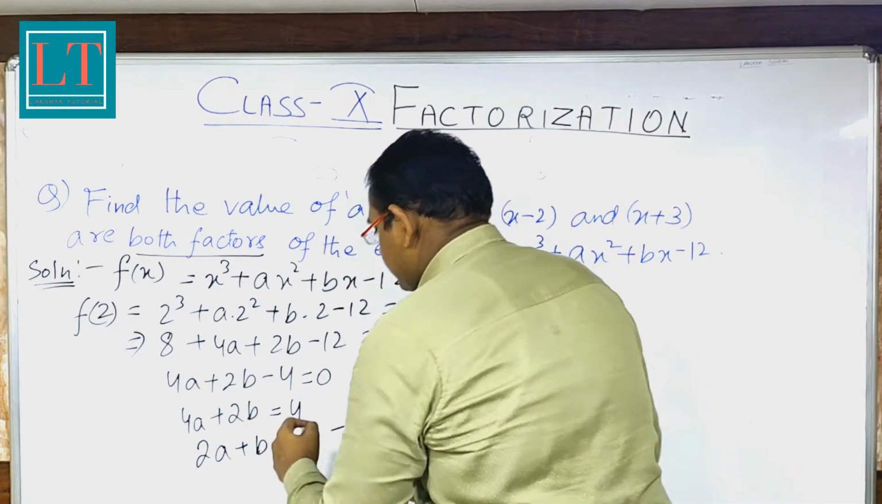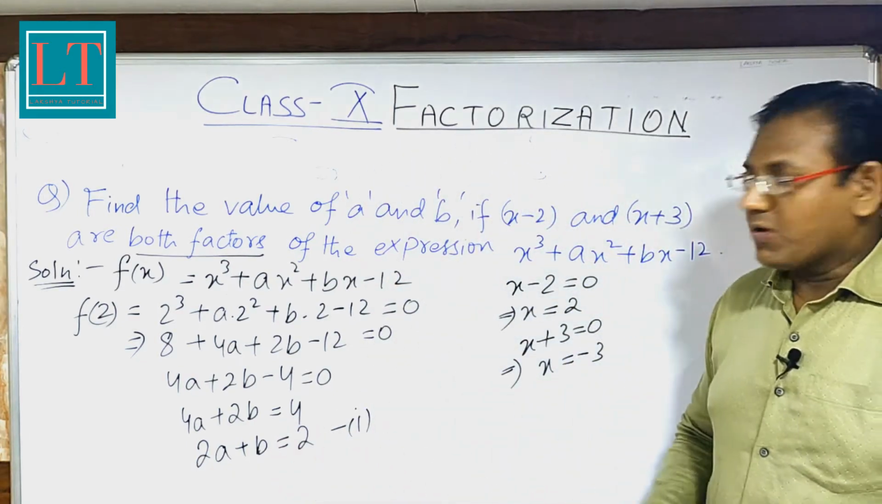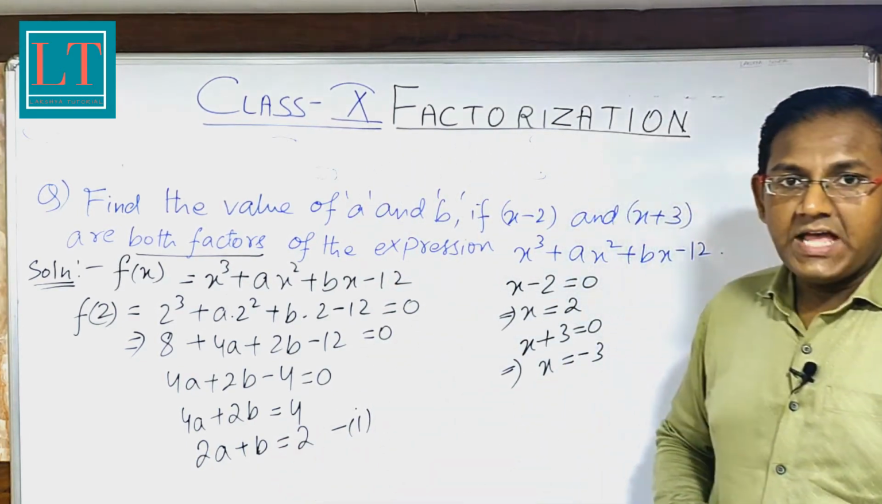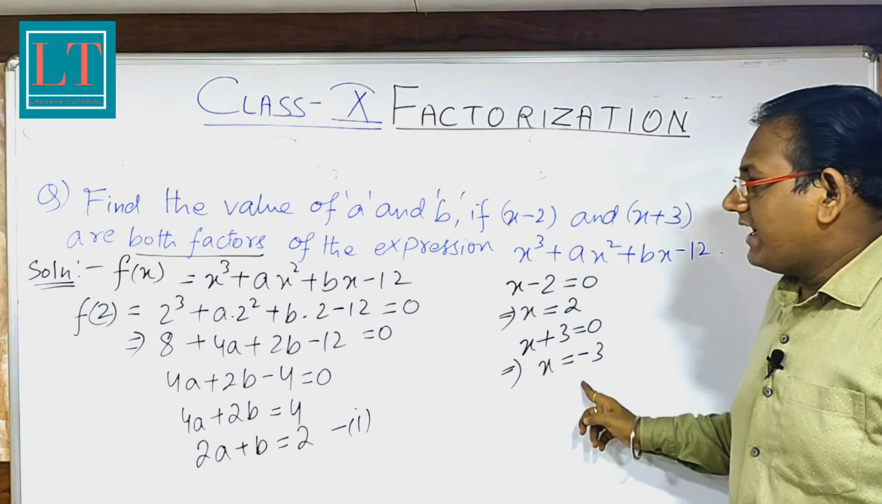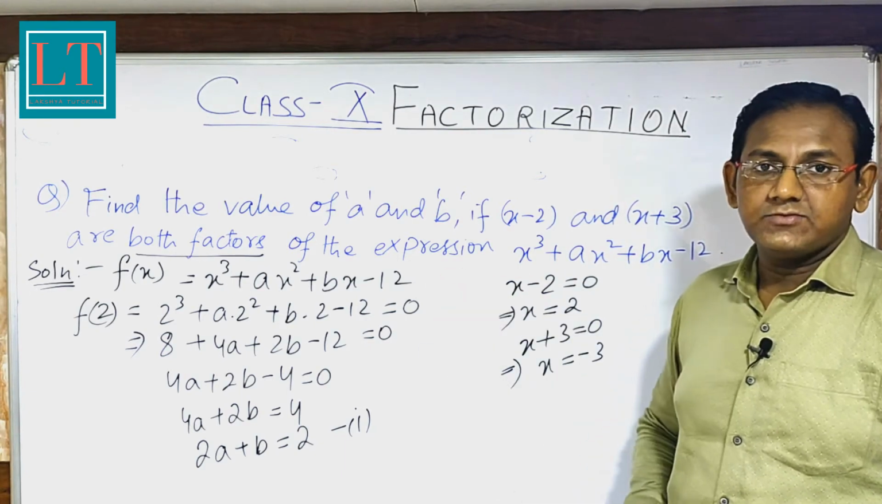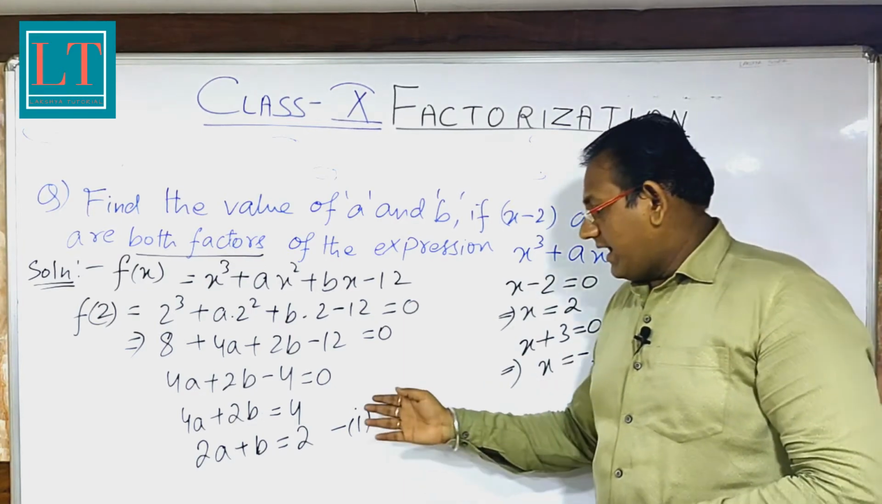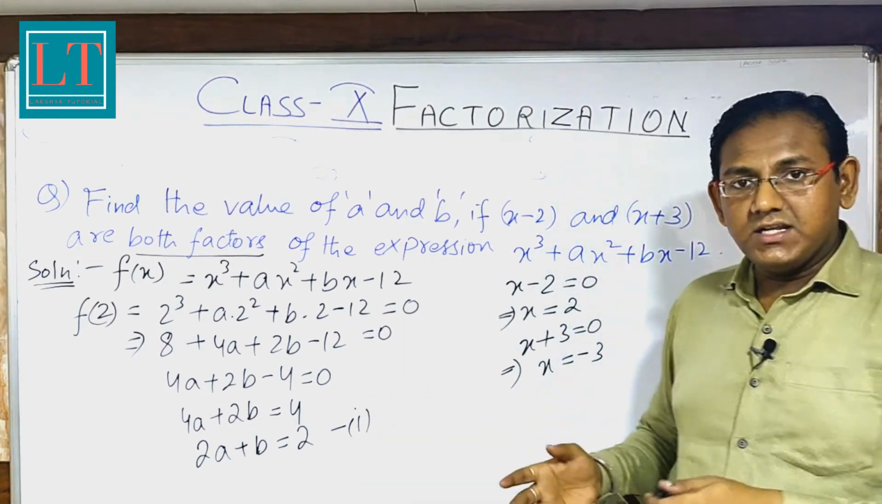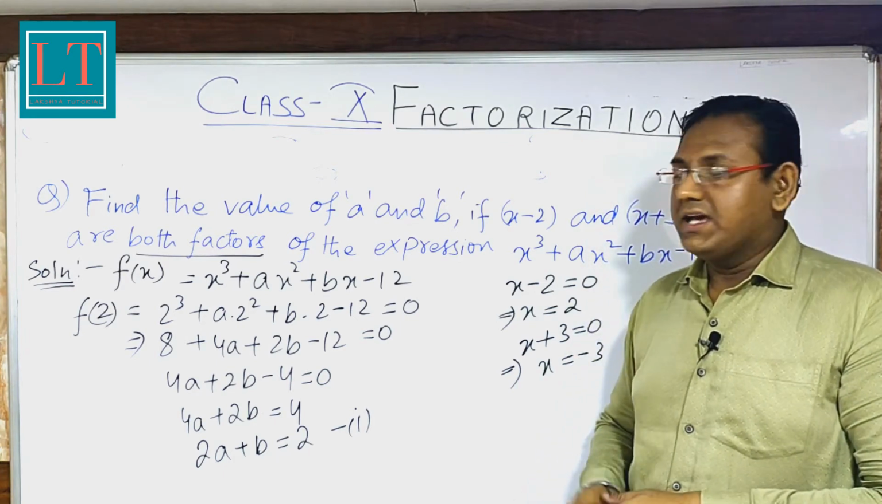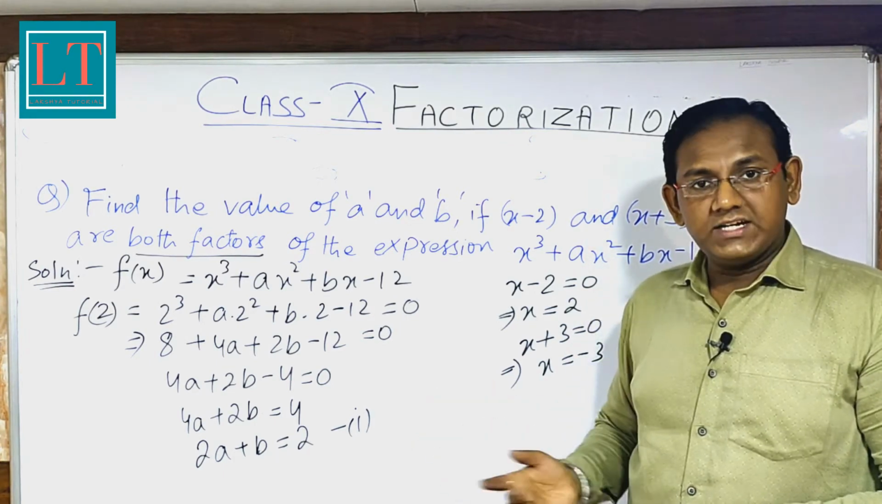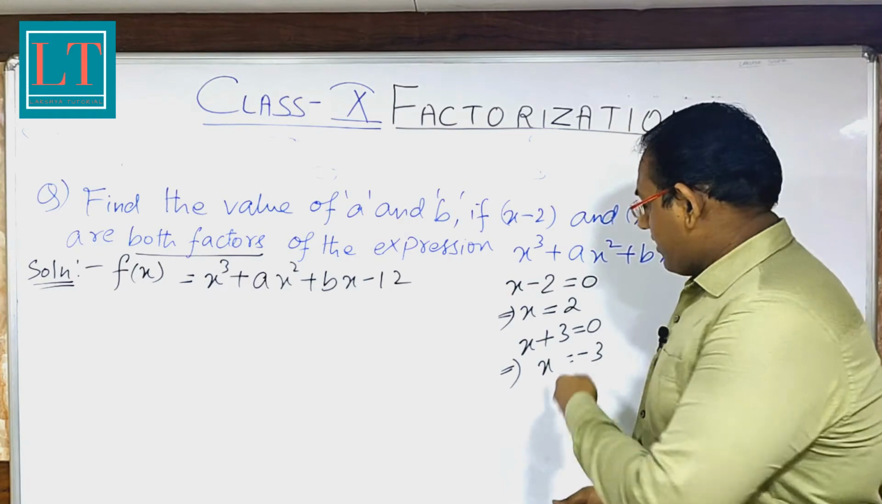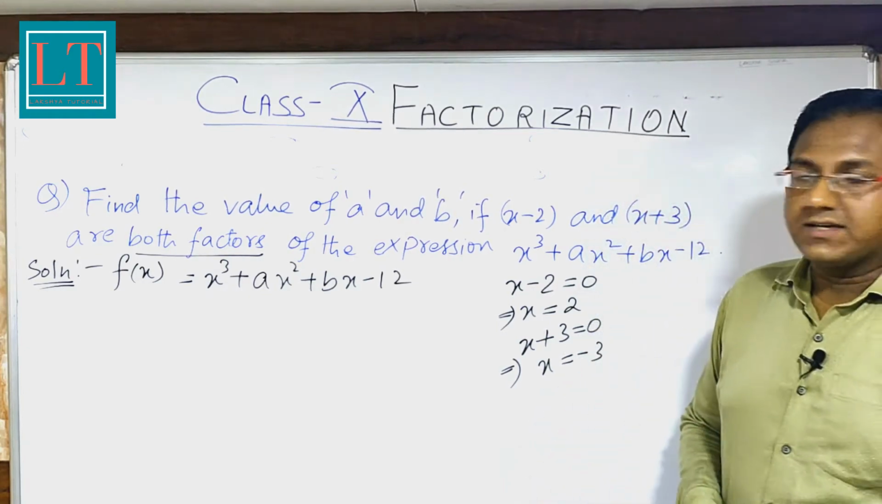I will consider this entire expression to be equation number 1 over here. Now let us put the value of x as minus 3 in the given expression and simplify that one, and we will consider the expression that we are getting, that means the linear equation that we are getting, to be equation number 2. So let us do that. Now let us substitute the value of x as minus 3 in this given expression.